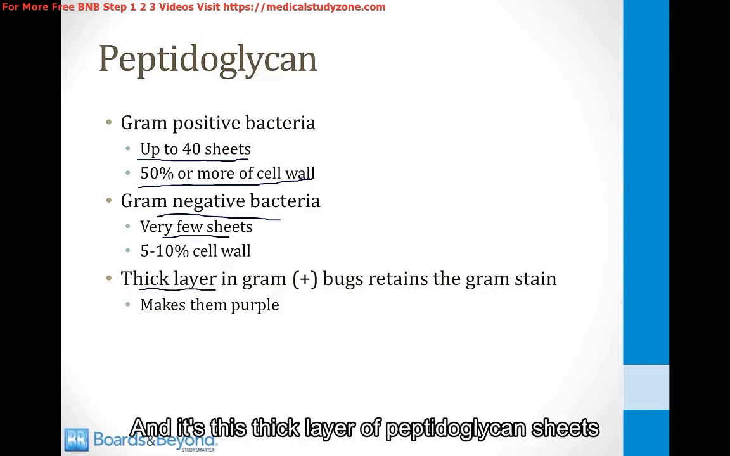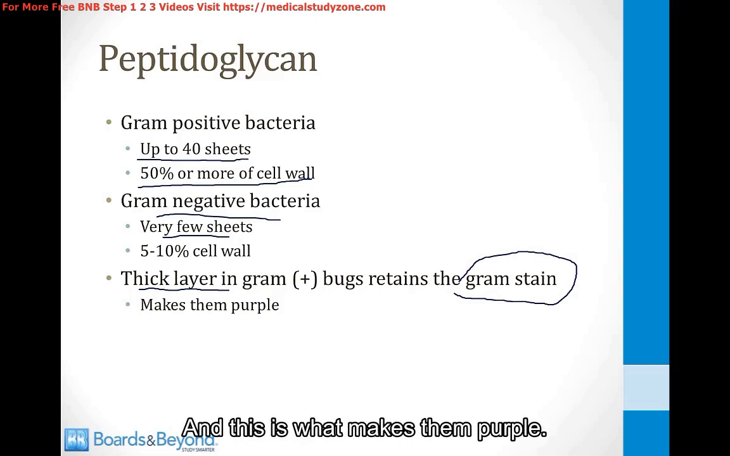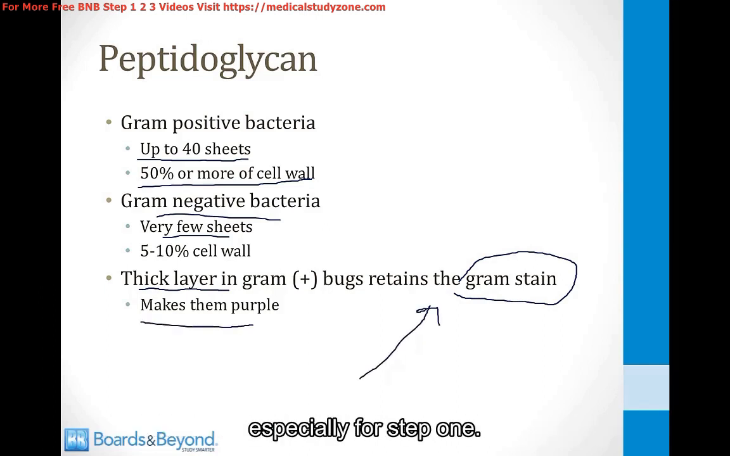And it's this thick layer of peptidoglycan sheets in the gram-positive bugs that allows them to retain the gram stain. This is what makes them purple. And this is a very high-yield concept for you to know, especially for step 1.